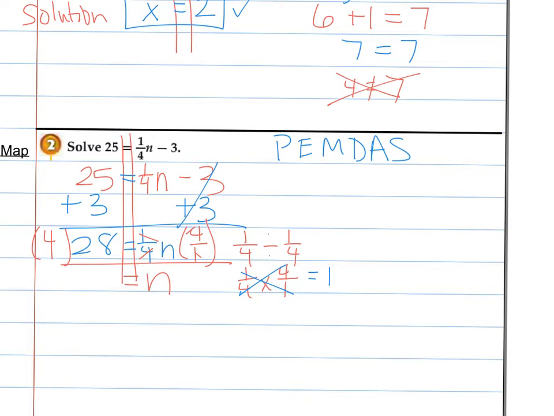And if you don't have a calculator, here is a strategy. Do 4 times 20, which is 80. 4 times 8, which is 32. And add them together for 112. So we get n equals 112. But we better check our solution because that's the best way to know we did everything correctly.